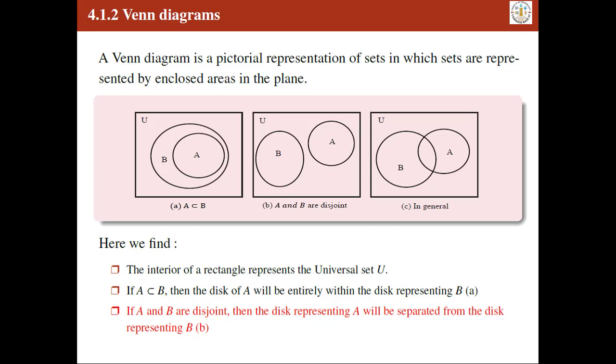If A and B are disjoint, then the disk representing A will be separated from the disk representing B, as in figure B. However, if A and B are two arbitrary sets, it is possible that some objects are in A but not in B, some are in B but not in A, some are in both A and B, and some are in neither A nor B. Hence, in general, we represent A and B as in figure C.